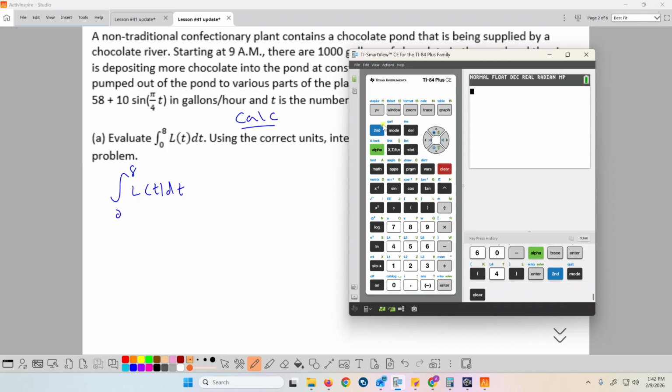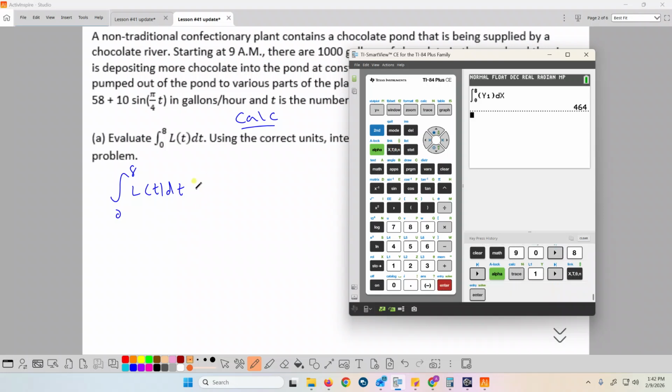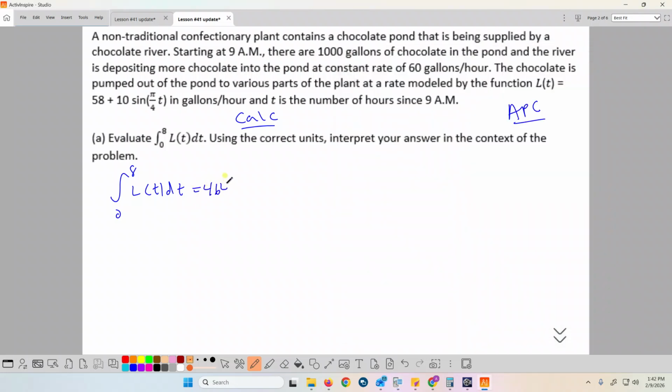So when I put that in my calculator, I'm going to hit math, and I'm going to hit 9, and I'll just go ahead and go from 0 to 8. I have this L of t function saved in y1, so I'm going to go ahead and hit alpha, f4, that's y1, and I'm going to hit dx, all right? This should give me the definite integral. That's 464, all right? So the catch here is it does say, using the correct unit, interpret your answer in the context of the problem.